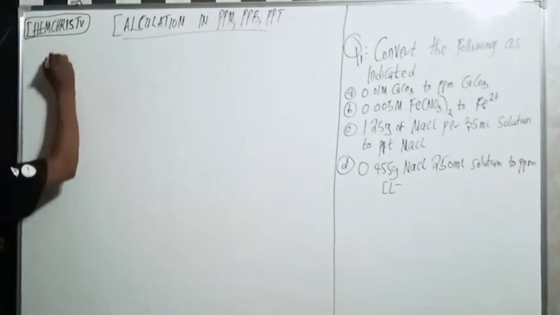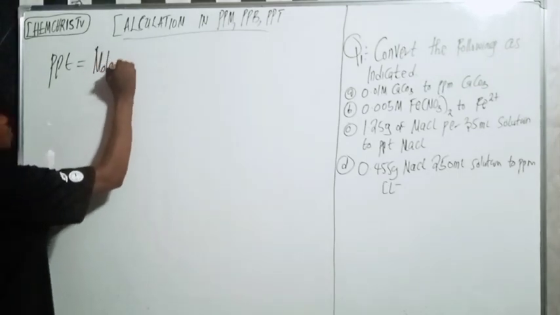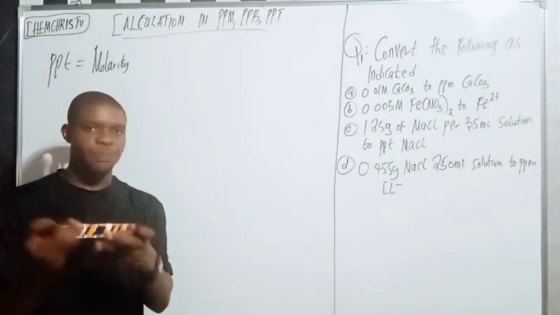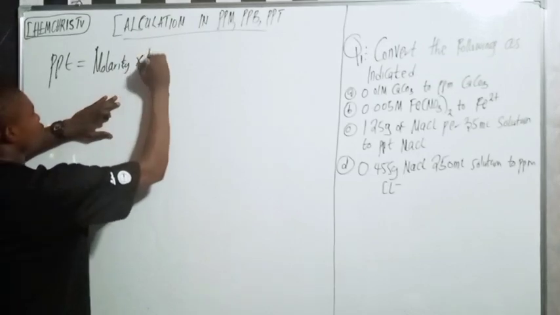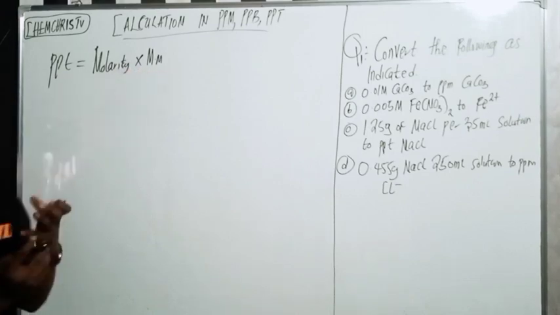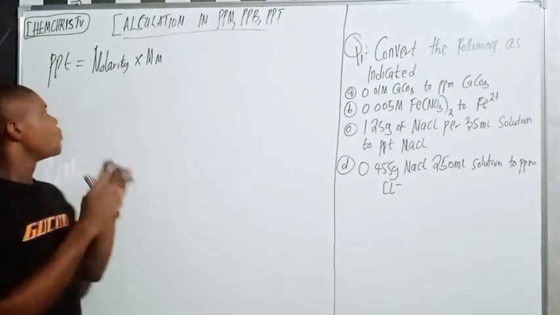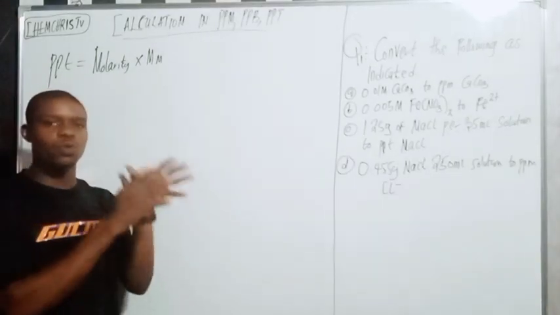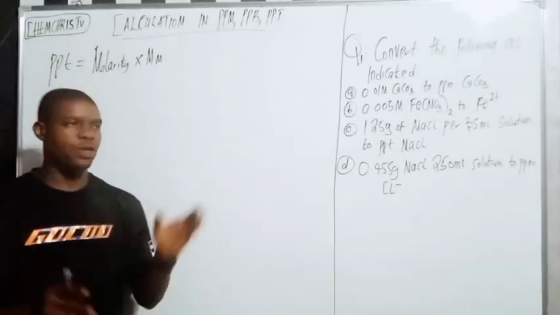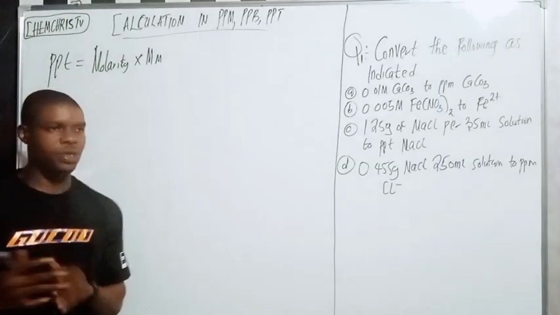So here we have ppt equals the molarity of the solution. And when I talk about the molarity, I'm talking about mole per liter, or mole per dm cube. Molarity times the molar mass of the solution. So when you are asked to express concentration in ppt, you want to know the molarity of that solution and the molar mass of that solution. Then you multiply them together, you get your ppt. Do you understand? And the unit is always ppt.